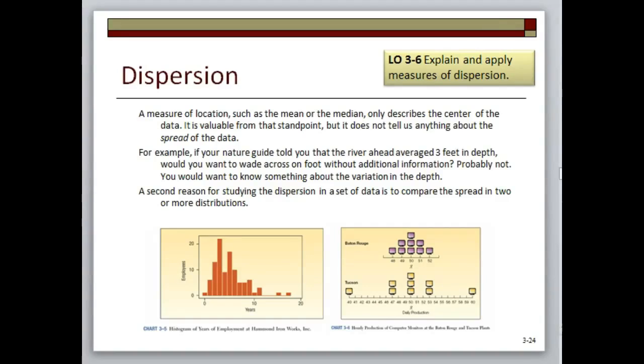We're going to start with dispersion. A measure of location, such as the mean or the median, only describes the center of the data. It is valuable from that standpoint, but it does not tell us anything about the spread of the data.